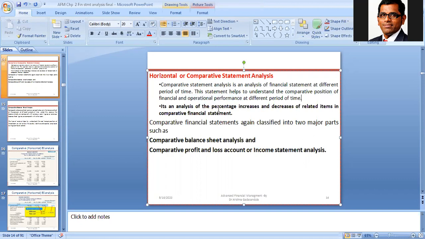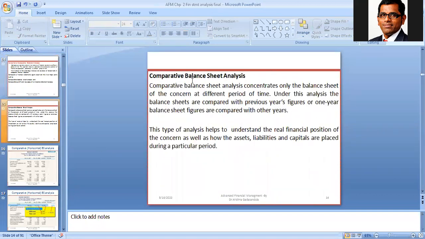So it's an analysis of the percentage increases or decreases of related items. How much percentage has been increasing, how much percentage has been decreasing in operational expenses, assets, liabilities, like that. Comparative statements are classified into two major things: comparative balance sheet analysis and comparative profit and loss account or income statement. These two can be analyzed in a comparative or horizontal way. We'll see one by one.